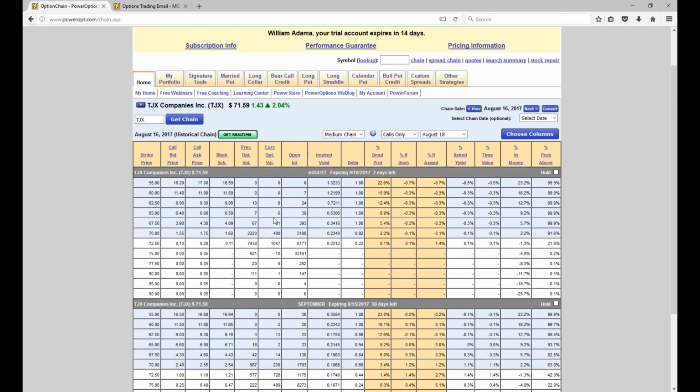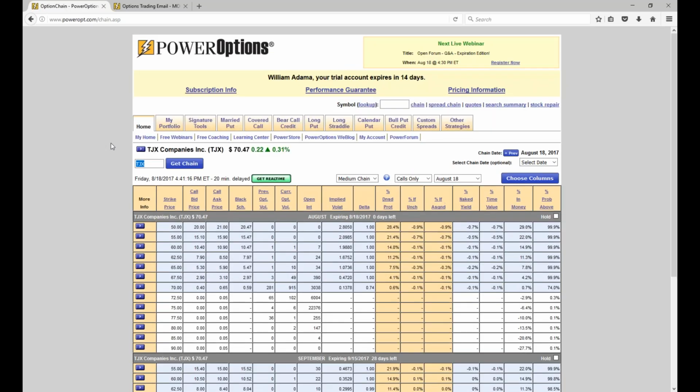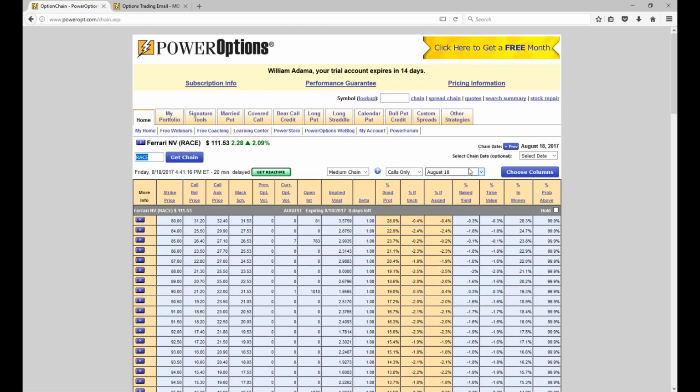Okay, so let's go back to the option chain and let's take a look at the current values for the Ferrari position. And we'll just look at standard September expiration.